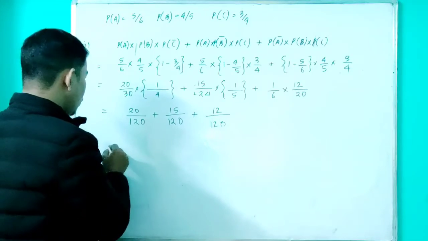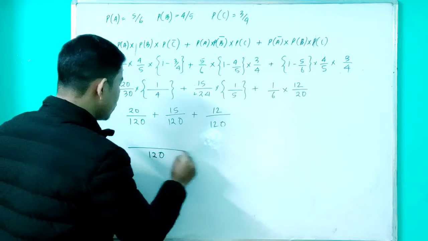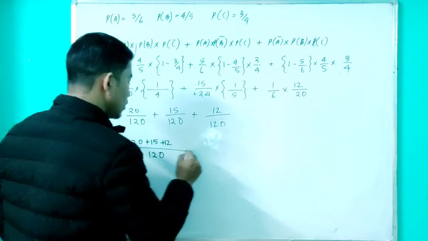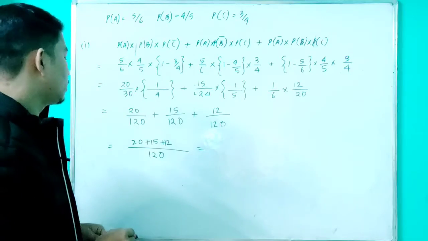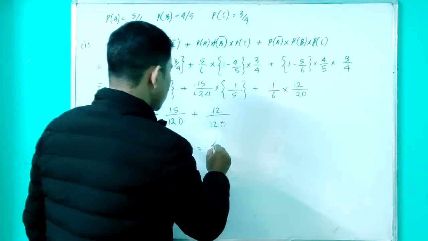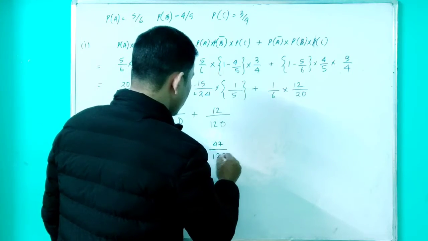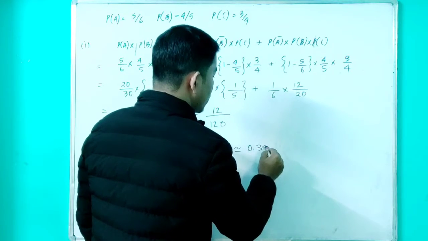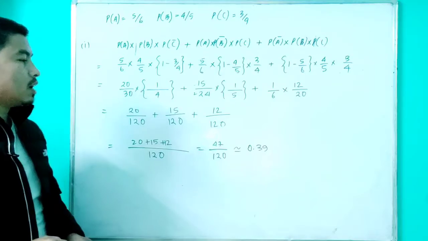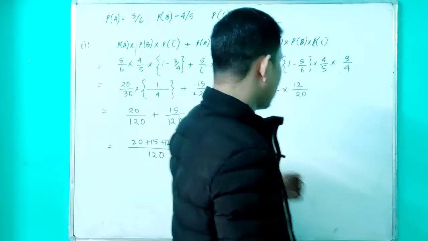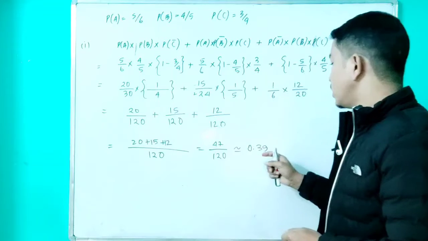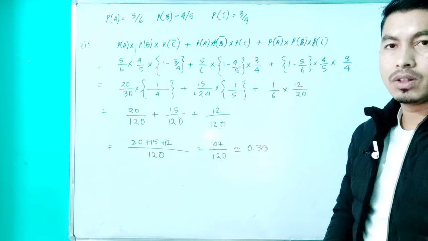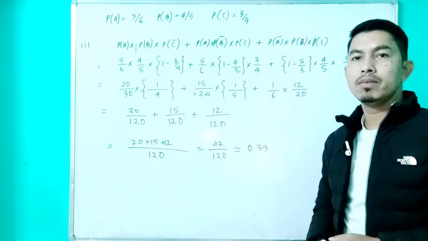Taking the LCM, this will be 20 plus 15 plus 12 divided by 120. 20 plus 15 gives me 35, 36, 37, so it is 47 divided by 120. If you simplify it, you will get this value approximately 0.39. So the probability that exactly two of them hit the target at the same time will be 0.39. Now we'll solve the second part of the question, which asks us to find the probability that at least one of them will hit the target.